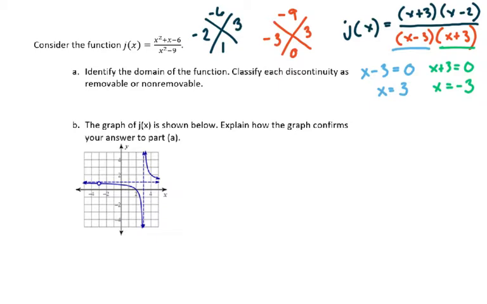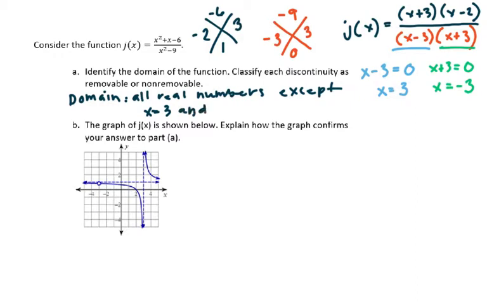So that would mean that our domain is all real numbers except for x equals 3 and x equals negative 3. So all real numbers except x equals 3 and x equals negative 3.